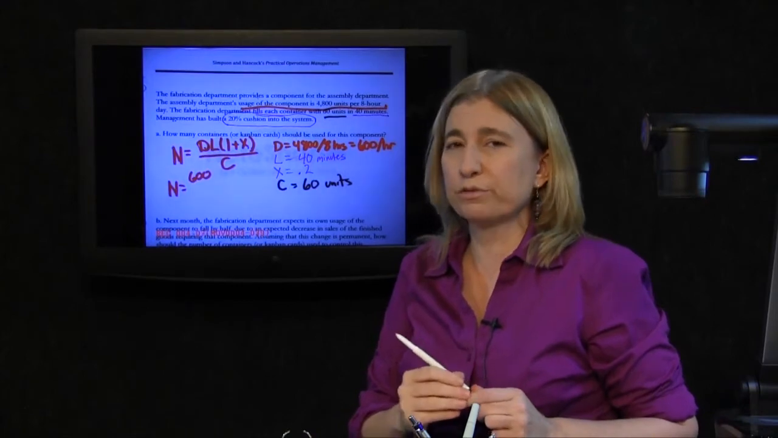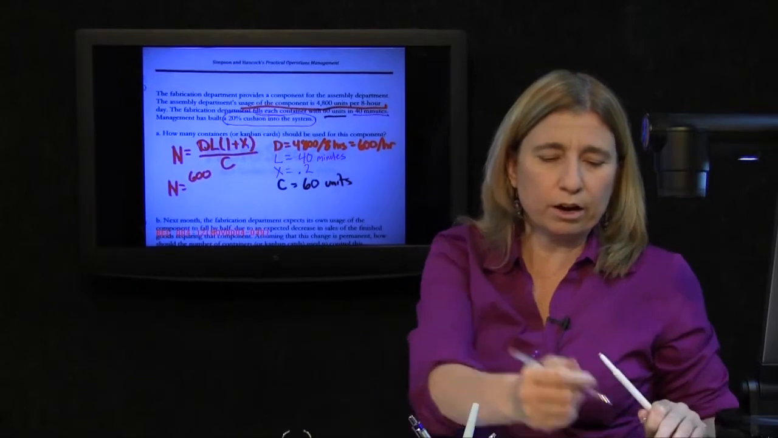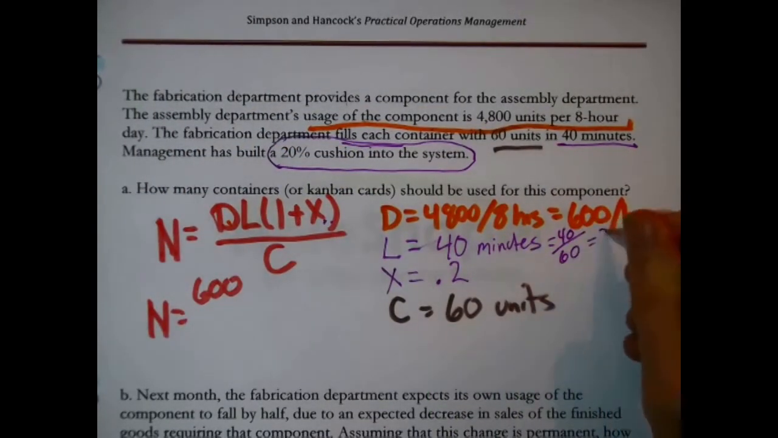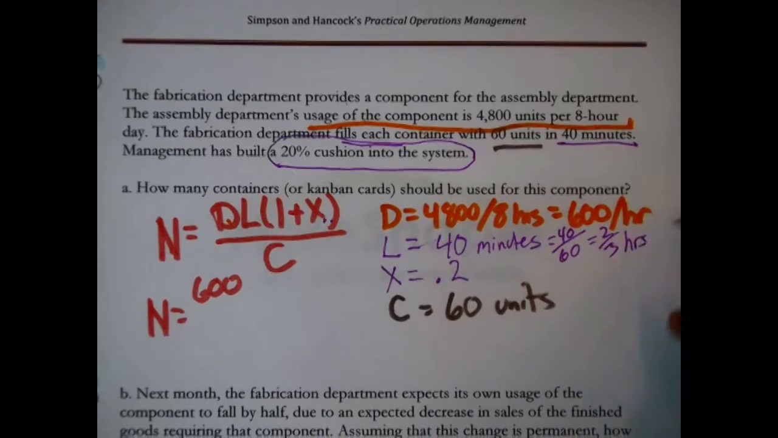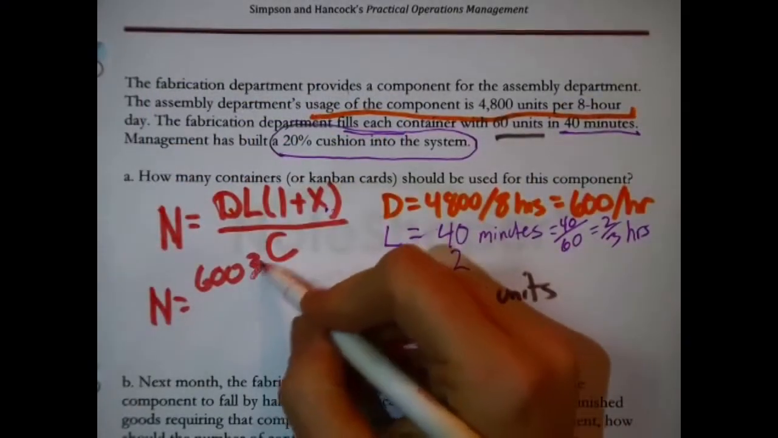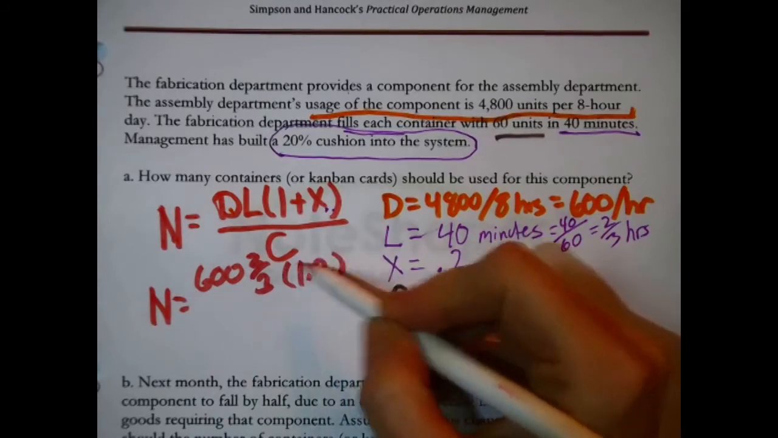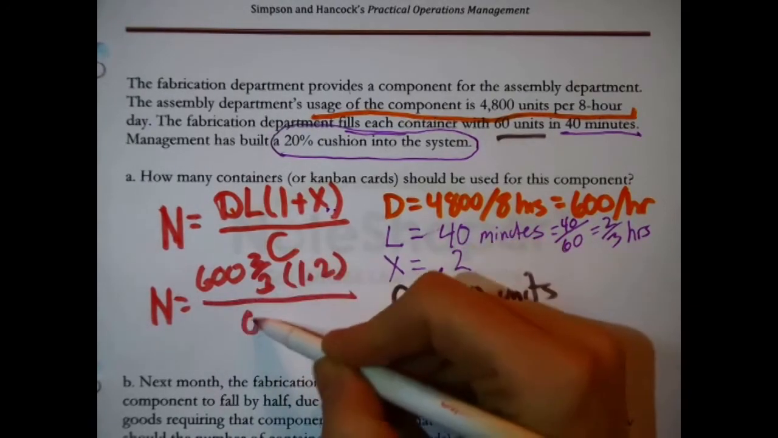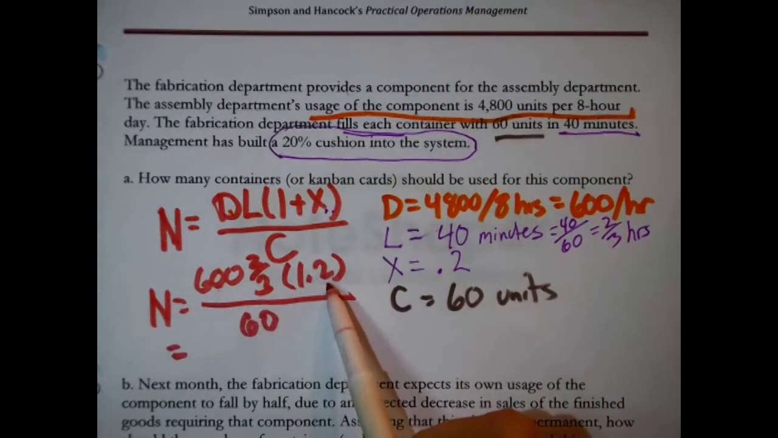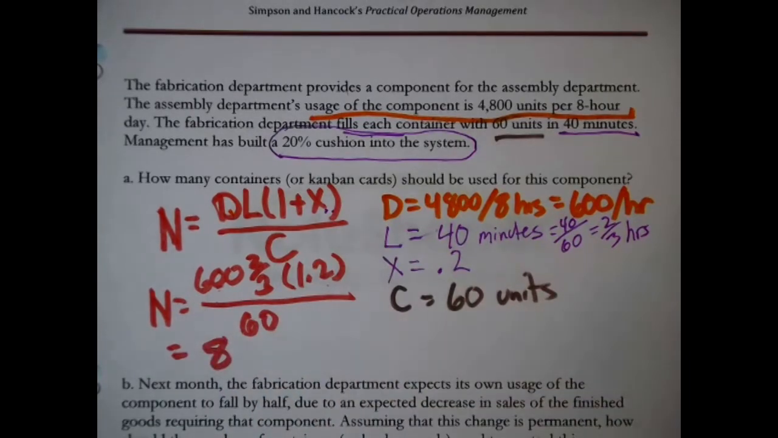Okay, 40 is 40 minutes. Now, no problem. Minutes are really easy to convert into hours. Let's see, 40 divided by 60. Well, it's basically 40 minutes is 2/3 of an hour. 2/3 is what I want to write and use here. 600 times 2/3 times 1.2, right? That's all the numerator, divided by 60. So I get across the top here 480. 480 divided by 60. The result is 8. There's the answer.